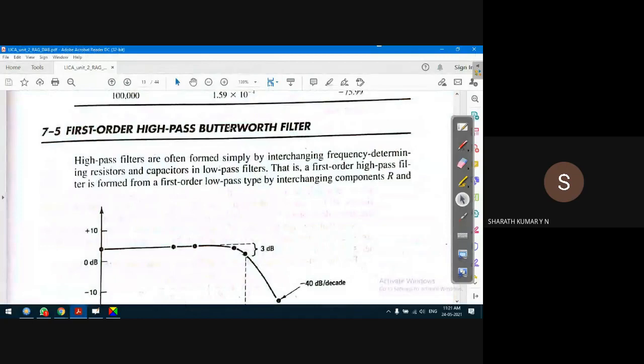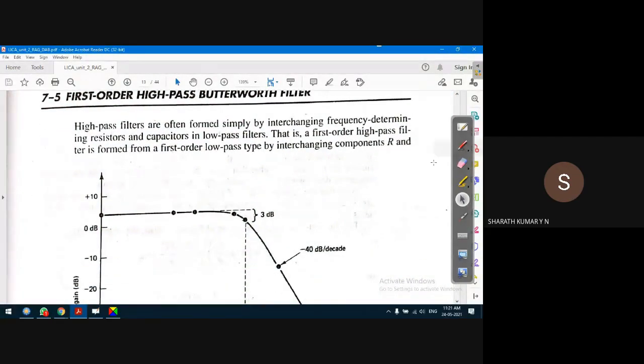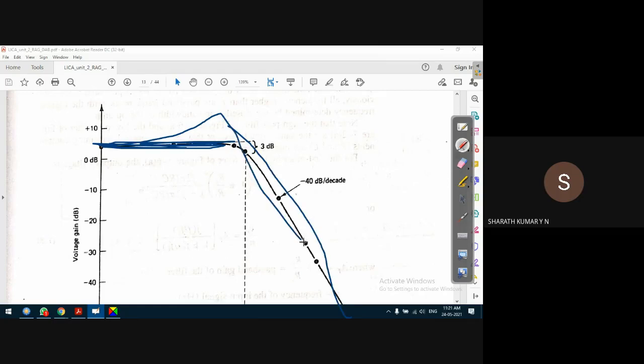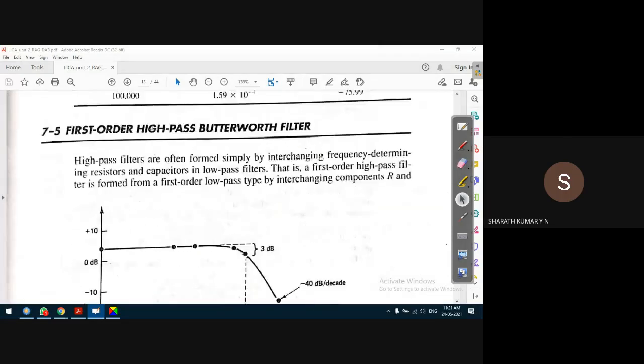So first we start with the high pass first order filter. Of course, Butterworth filter, because, as we have understood in the earlier class, Butterworth has a flat response. So this region is flat. Whereas if you take Chebyshev filter, the response will be something like this. That's why Butterworth filter is preferred over Chebyshev filter.